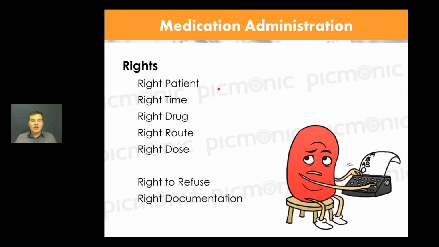It's always making sure that you do the five minimum rights. There are seven, and that's important to remember if you literally need to regurgitate a bunch of information. But the five are the things that are going to keep you from making a medication error, and that's really the point of them, to have those right five.